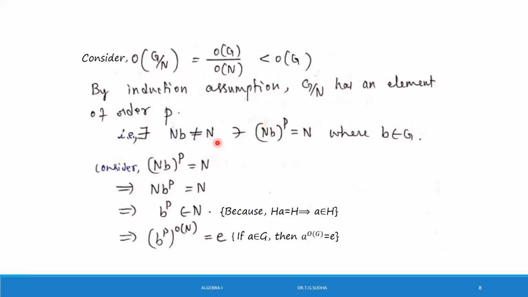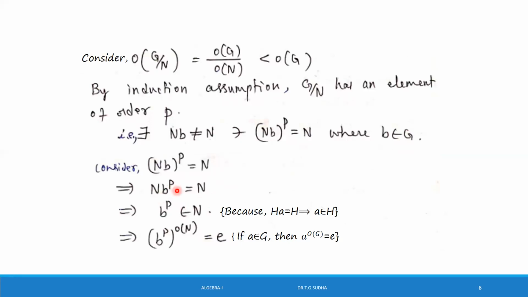That is, the identity element of G by N is N, such that NB to the power P is equal to the identity of G by N. And this B will be an element of G. Now let us consider NB to the power of P, which is equal to the identity N. NB to the power of P means we are operating the coset NB P times. When I operate P times, that is NB into NB into NB, P times, I get NB to the power of P is equal to N.